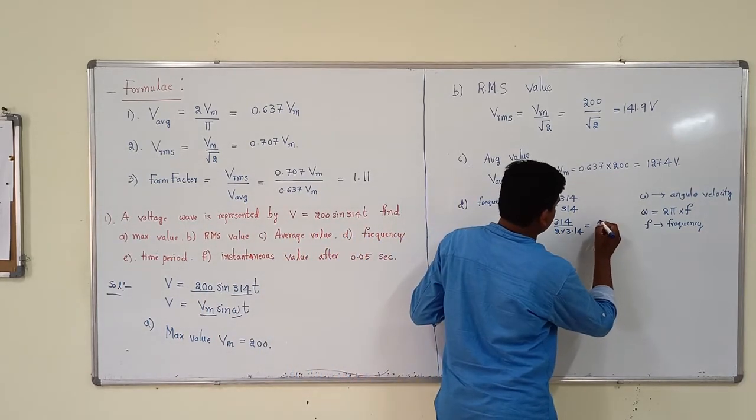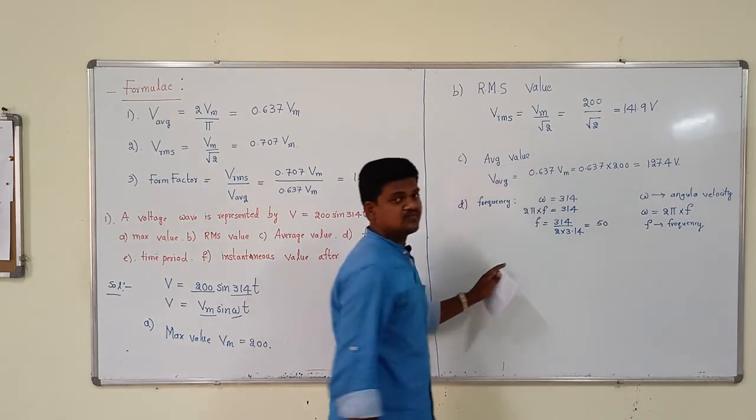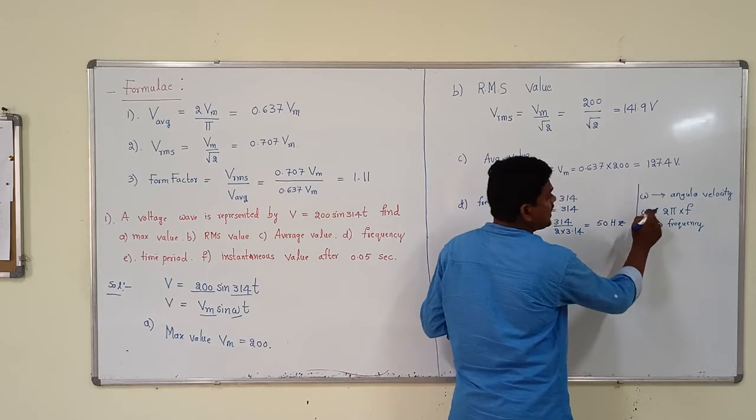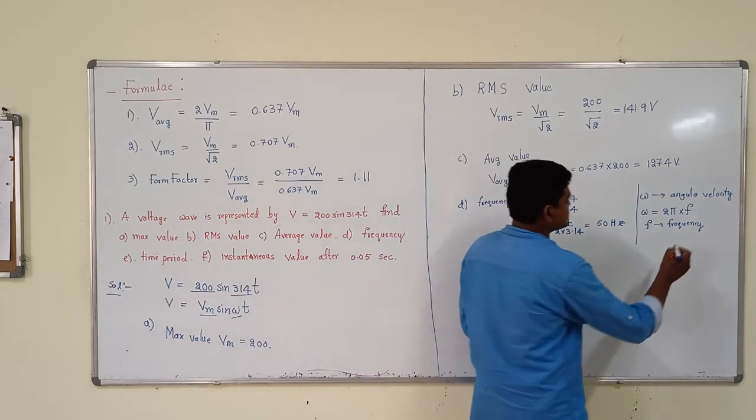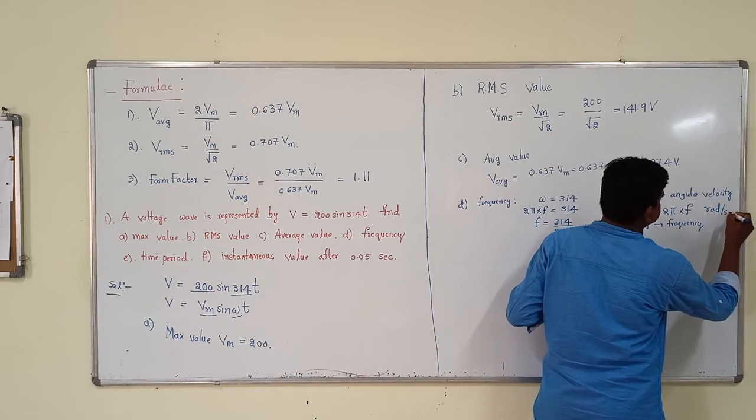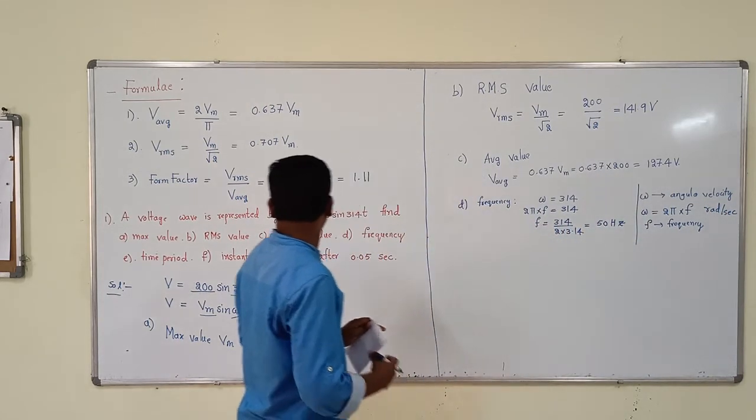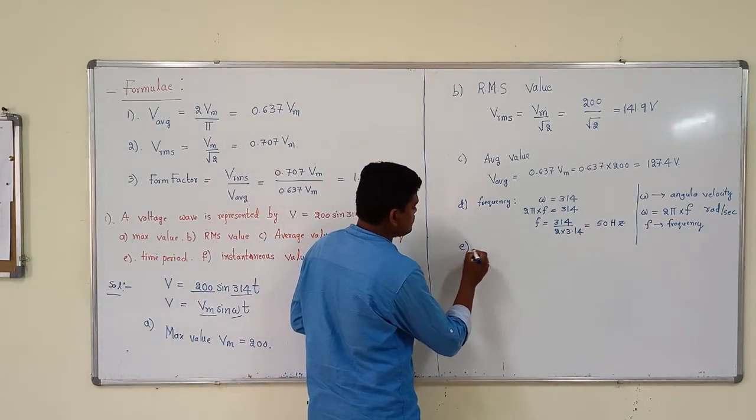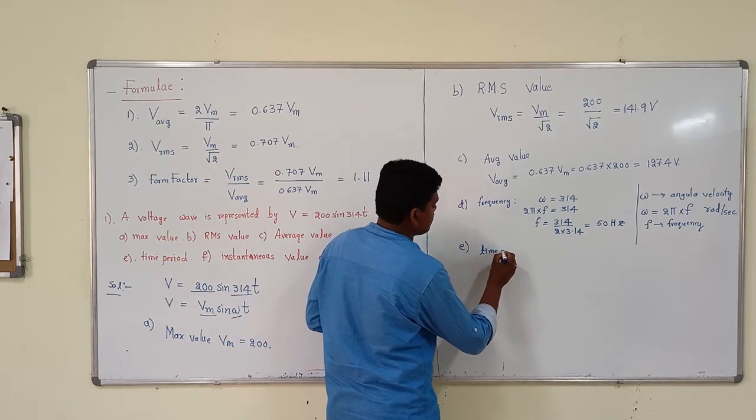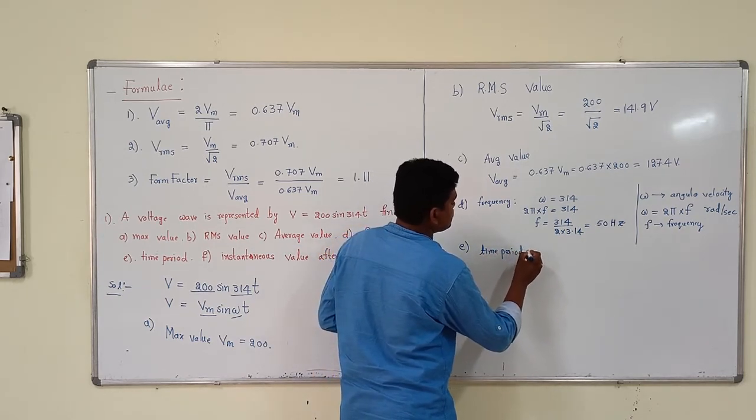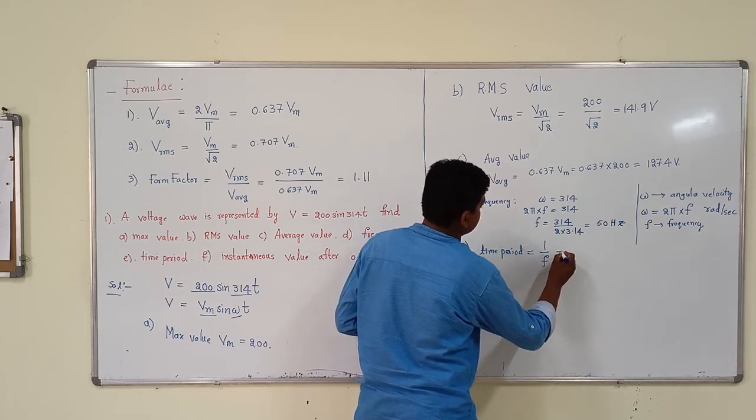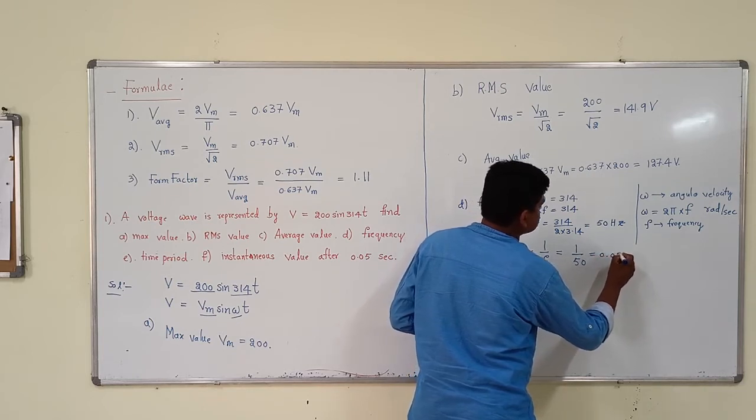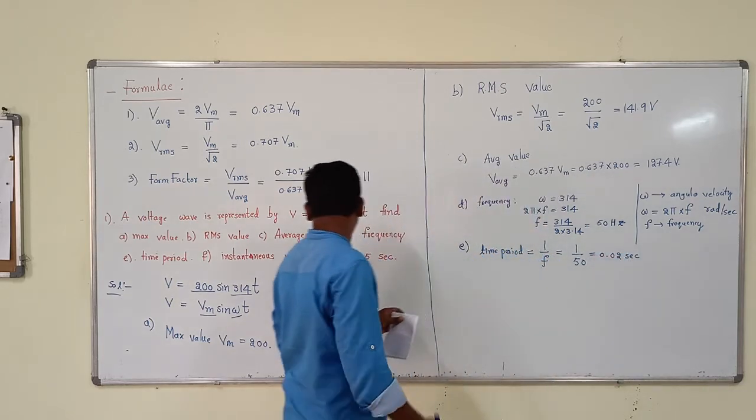What is the unit of frequency? Generally frequency units are hertz. But omega, the angular velocity, is in radian per second. Next, the time period. What is the relation between time period and frequency? The time period is the reciprocal of frequency. We found the frequency is 50, so 1 by 50 gives 0.02 second. This is the time period.